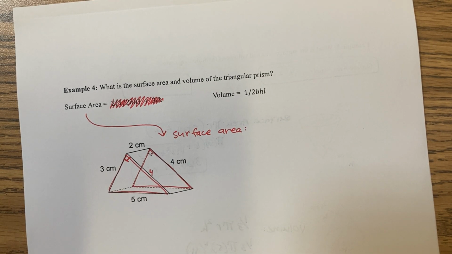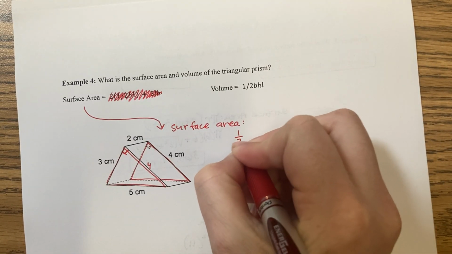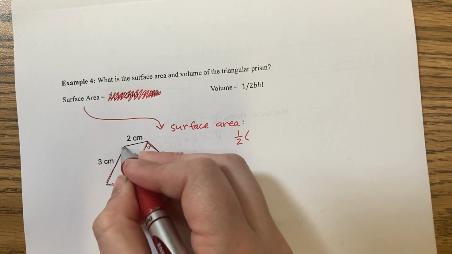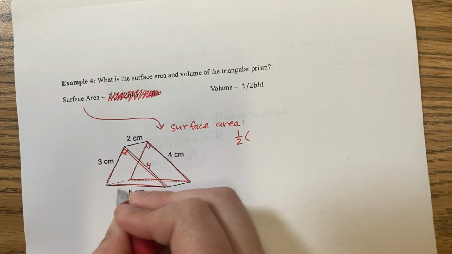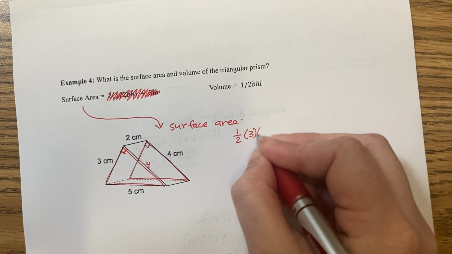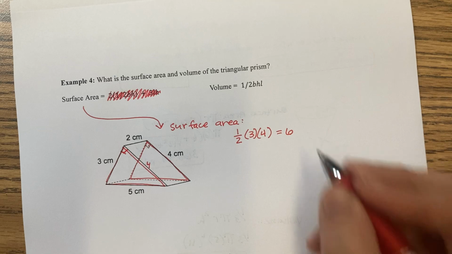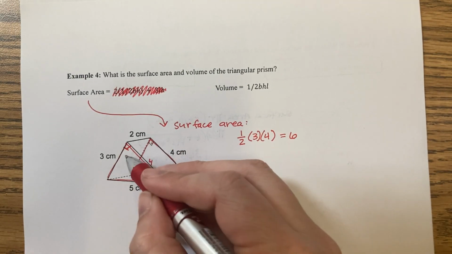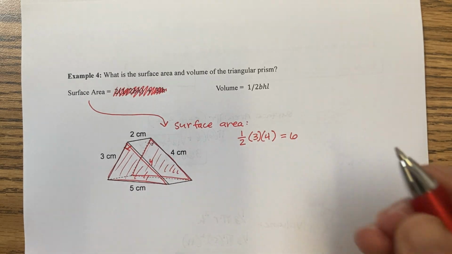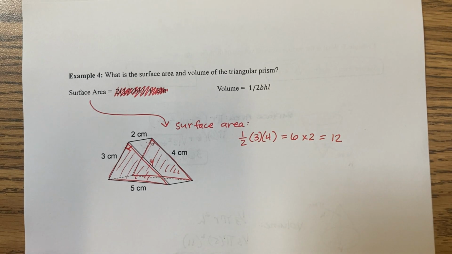Now when I find the area of a triangle, I use the 2 legs, so I'd go 1 half. I use the 2 legs that are touching the 90 degrees. So I would use the 3 and the 4. The 5 does not touch the 90, which is equal to 6. Now because there are 2 of these triangular areas, I need to times it by 2, which makes 12.